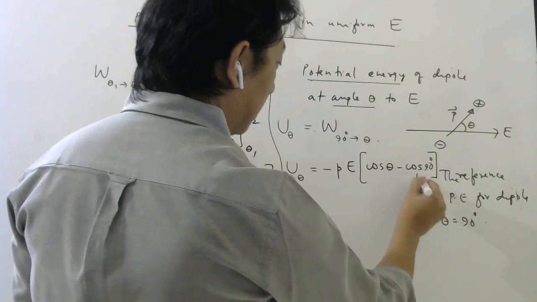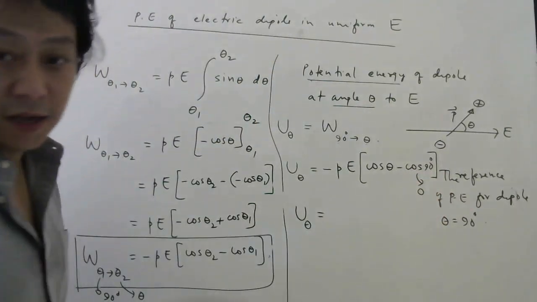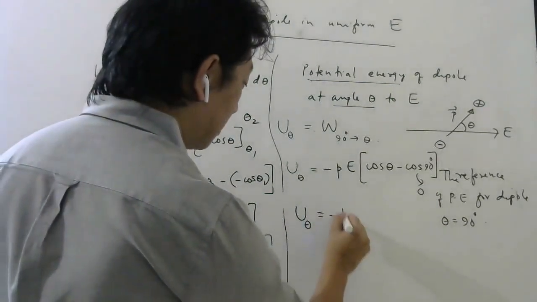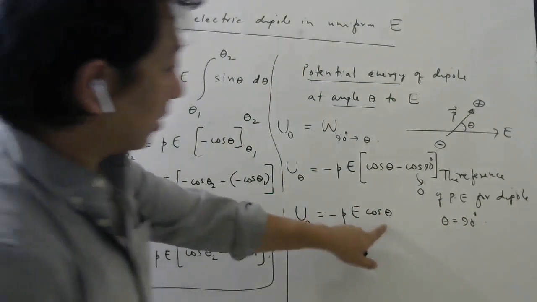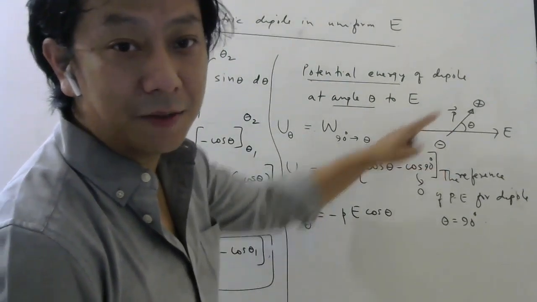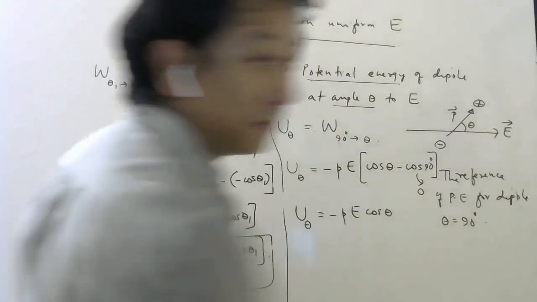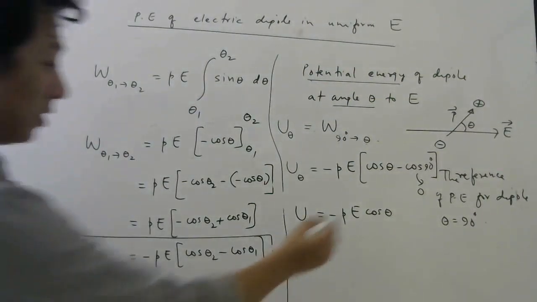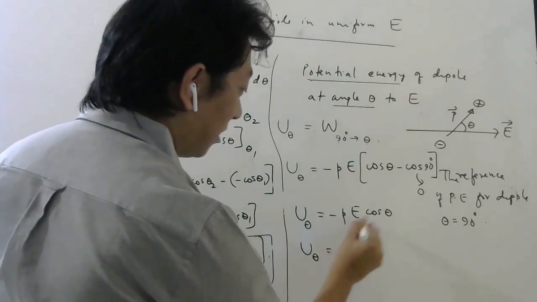Of course, cos 90 is 0. So the potential energy of a dipole at angle theta will be minus PE cos theta. What is theta? As you can see in this diagram, it is the angle between P bar and E bar, where this is the electric field vector. Now you can write this in dot product also, because this is like AB cos theta.